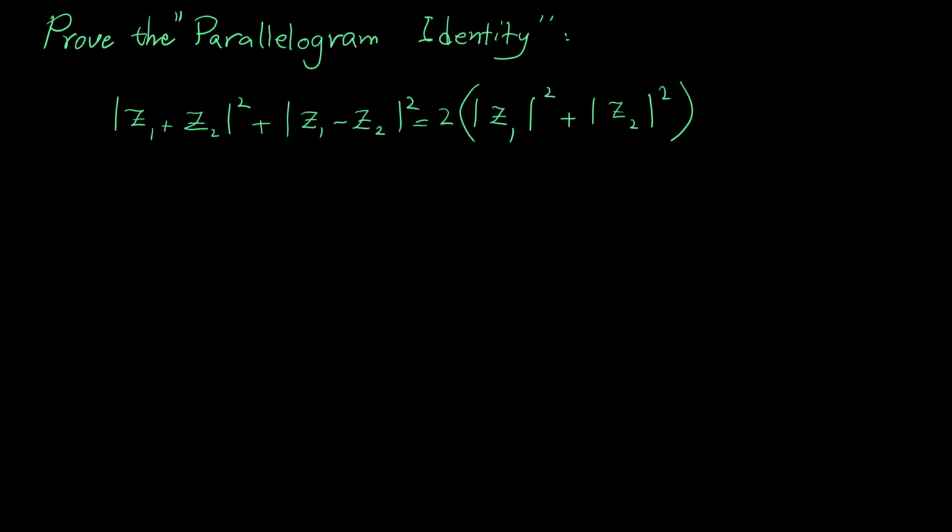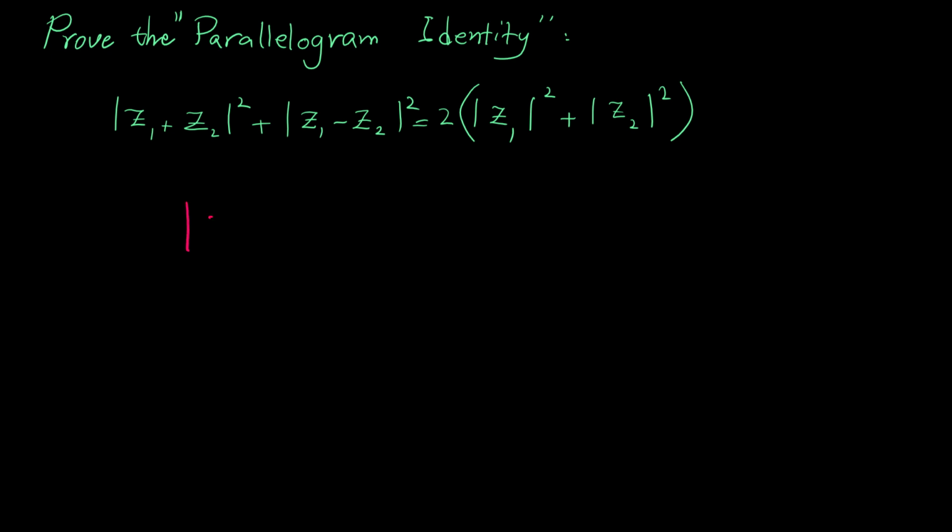In this video, we want to prove the parallelogram identity. We will prove this identity in two different methods. The first method is based on a relation that we know between a complex number, absolute of a complex number, and its conjugate. Let me remind you this important identity for complex numbers.